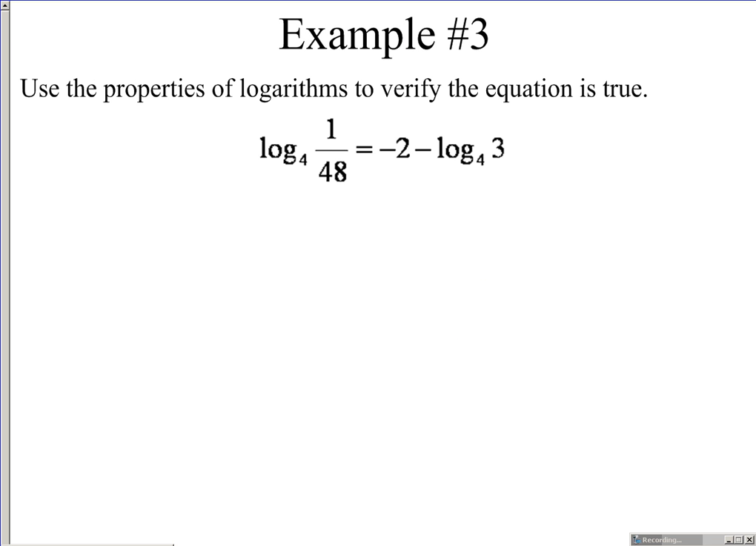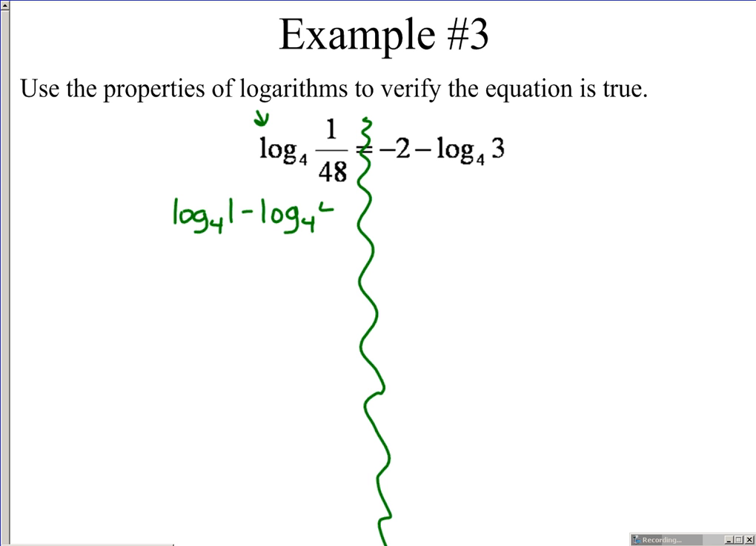Last one here. Use the properties to verify that this equation is true. If you get a problem like this, you can only work on one side of the equation, and you need to use the properties on that side to show that it can be simplified to what's on the other side. So since we're expanding things out, I'm going to take this compact expression here on the left, and I'm going to begin expanding it. We have a division in the argument of a logarithm. We can subtract the individual logarithms.